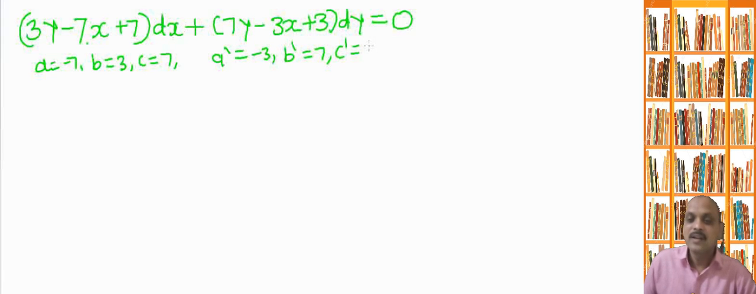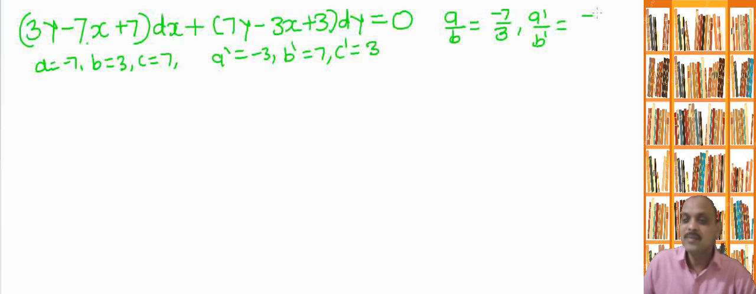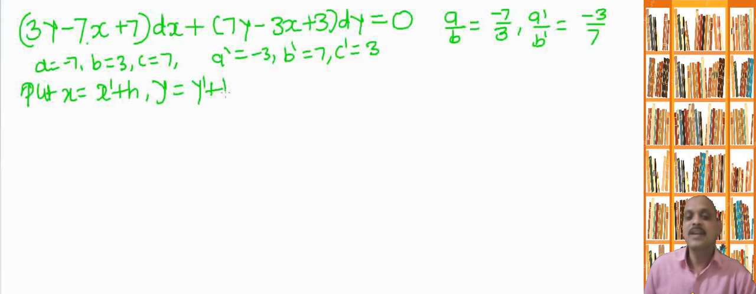If we check a divided by b, a/b = −7/3, and a'/b' = −3/7. So the ratios are not equal. Then we can apply our first method, first criteria. Let us put here x = x' + h and y = y' + k.